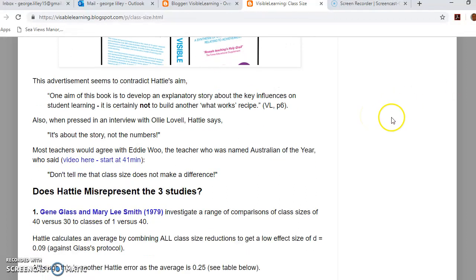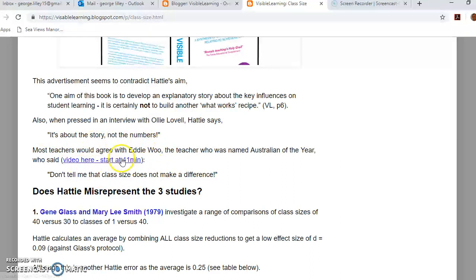sentence in the Blatchford book, but it also contradicts Hattie's aim in Visible Learning, where Hattie says, one aim of this book is to develop an explanatory story about the key influences on student learning. It is certainly not to build another What Works recipe. In an interview with Ollie Lovell, mostly to teachers in 2018, when pressed on the simplistic notion of categorizing educational effects based on the effect size, as he did in the disasters slide, Hattie retreats and said, it's about the story, not about the numbers.